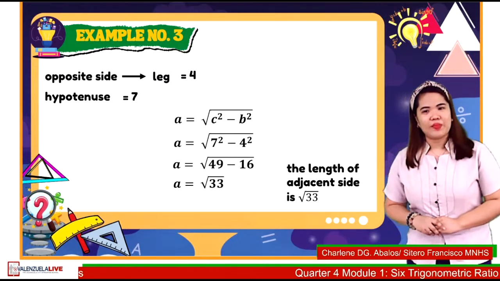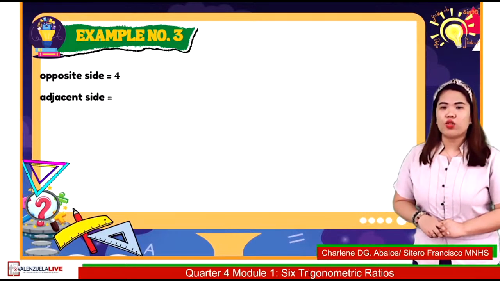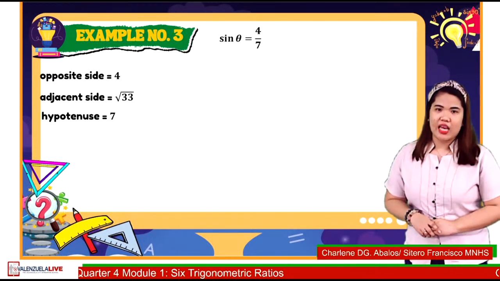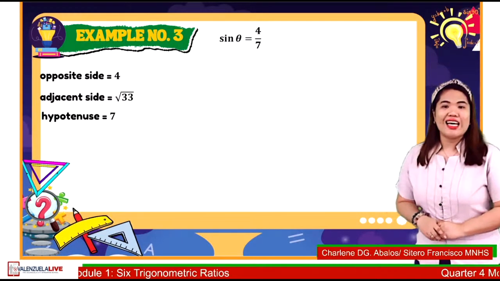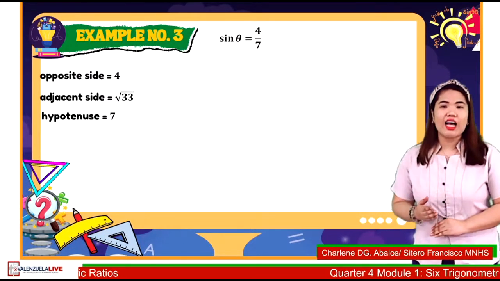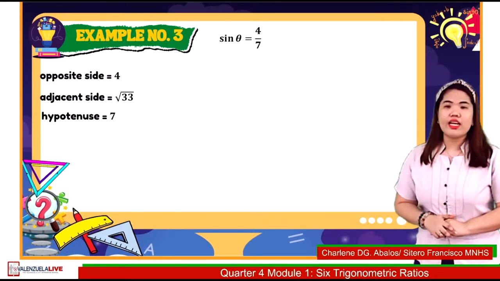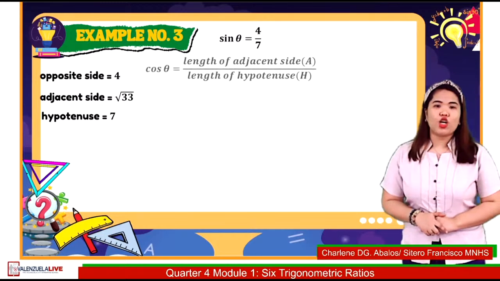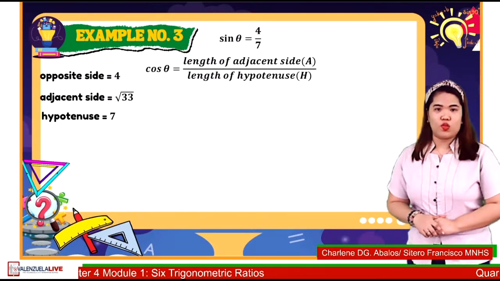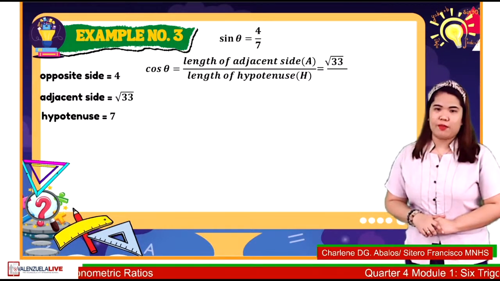Now, let's recall. Opposite side measures 4, adjacent side measures square root of 33, and hypotenuse measures 7. The given trigonometric ratio is sine theta is equal to 4 over 7. Let's get the remaining trigonometric ratios. For cosine theta, we have adjacent side over hypotenuse. It is equal to square root of 33 over 7.